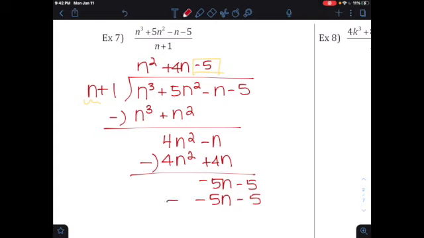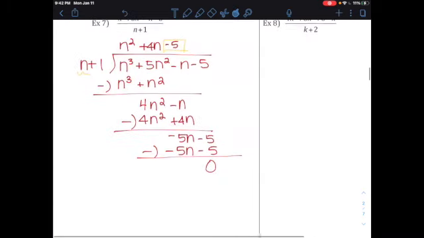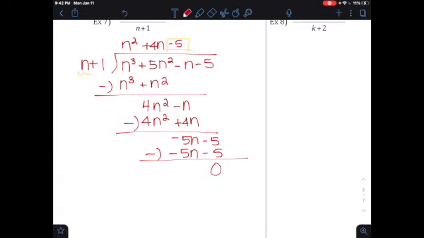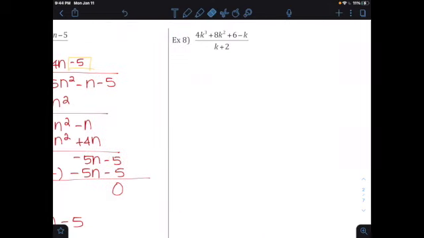Oh, look, it's exactly the same. So negative 5n minus a negative 5n, so that's negative 5n plus 5n, 0. Negative 5 minus a negative 5, that's plus 5. Negative 5 plus 5, that's 0. So your answer really is going to be n squared plus 4n minus 5. And that will be your answer.